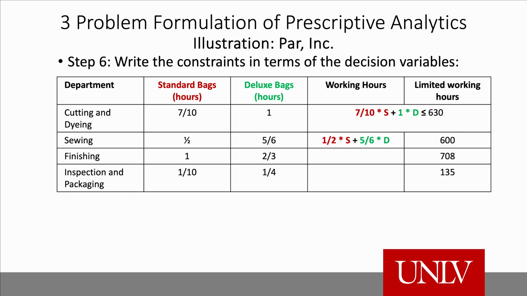And then we can do the same thing for each of the departments. Like for the sewing, the constraint would be 1/2 hour multiplied by S plus 5/6 multiplied by D less than or equal to 600. And then for the finishing, it should be 1 multiplied by S plus 2/3 multiplied by D less than or equal to 708. And for the inspection and packaging, the constraint could be written as 1/10 multiplied by S plus 1/4 multiplied by D less than or equal to 135.